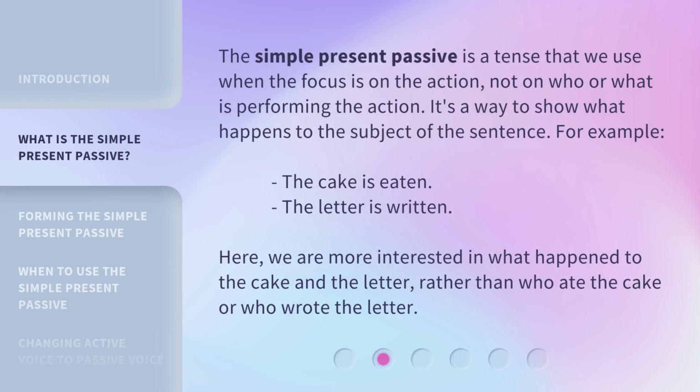The simple present passive is a tense that we use when the focus is on the action, not on who or what is performing the action. It's a way to show what happens to the subject of the sentence. For example, the cake is eaten. The letter is written. Here, we are more interested in what happened to the cake and the letter, rather than who ate the cake or who wrote the letter.